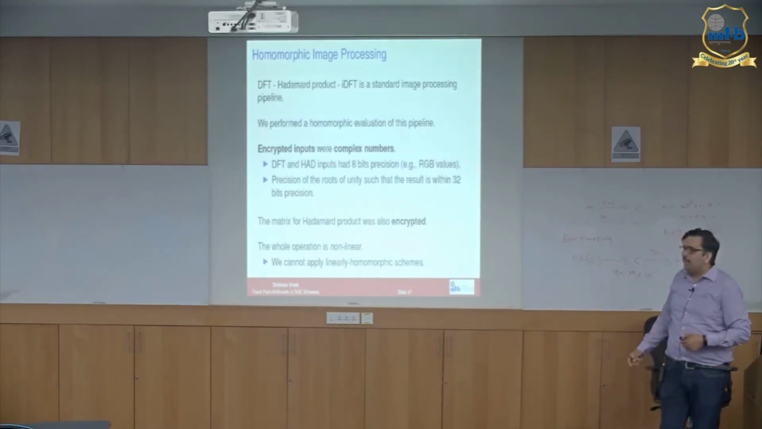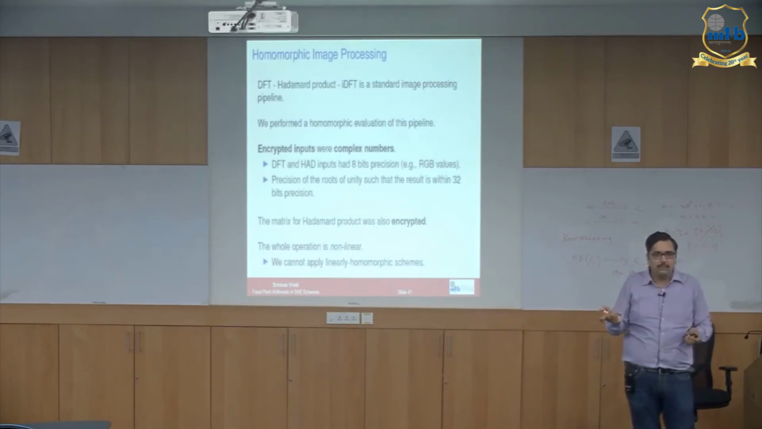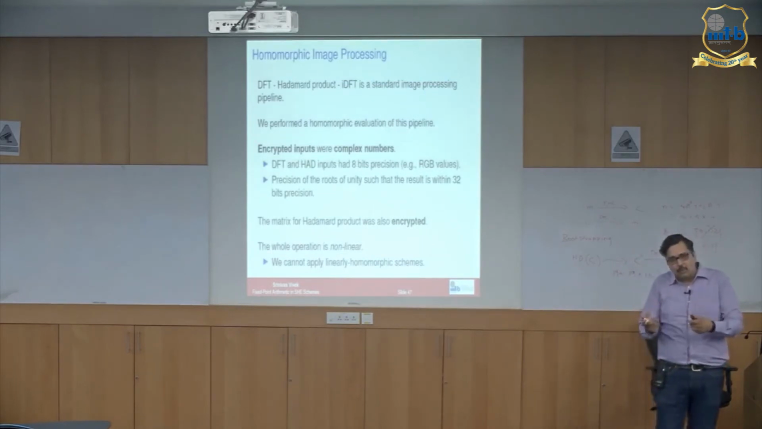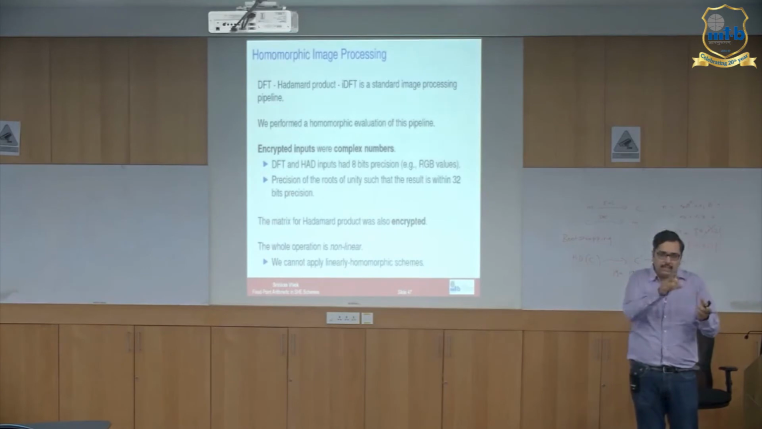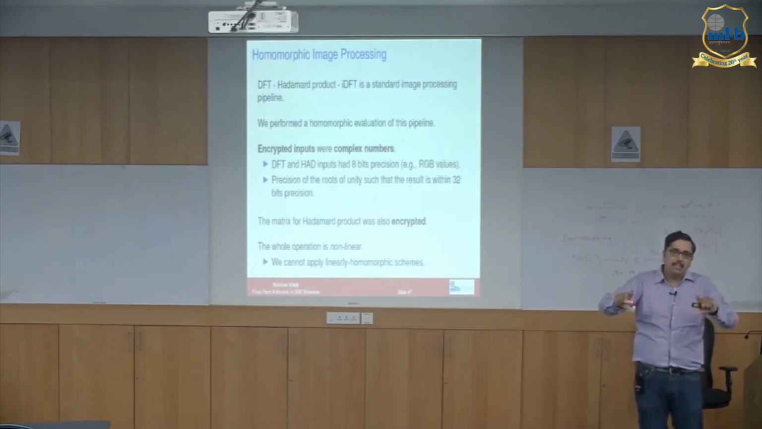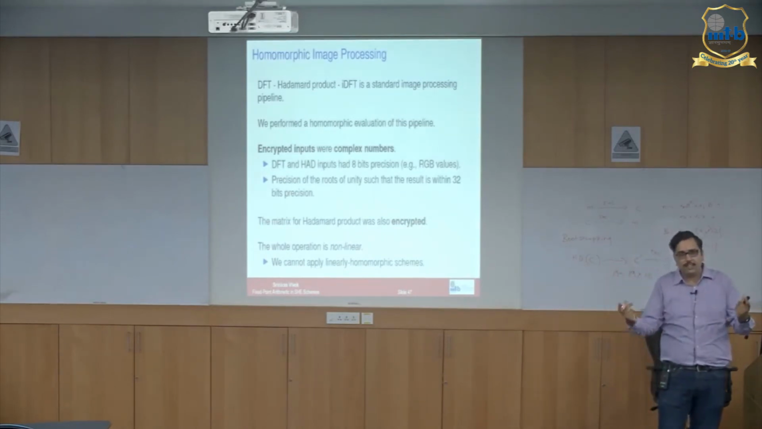Okay. So our inputs were actually complex numbers, so complex numbers, we encoded as the real part and the imaginary part, and we encrypted them in separate ciphertexts.